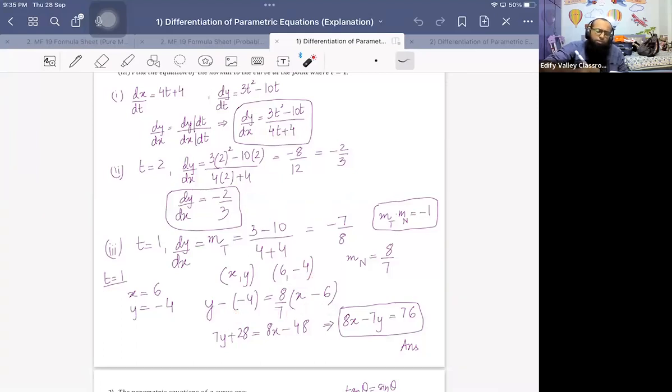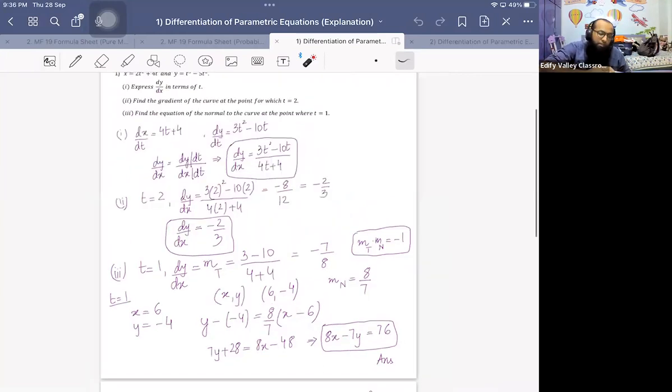Over here, I've chosen the form ax plus by equals c. So y plus 4 multiplied by 7 gives 7y plus 28. 8 multiplied by x minus 6 is 8x minus 48. If you're going to rearrange, we can give it in any particular form. If no form is specified, the answer can be given in any particular form. However, if there's a particular form specified by the examiner, then we will have to follow that particular form. So this is the solution of entire example number 1.